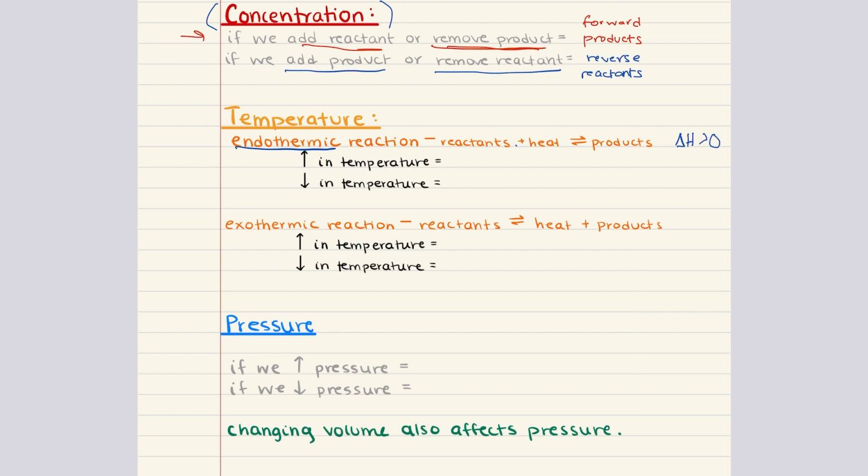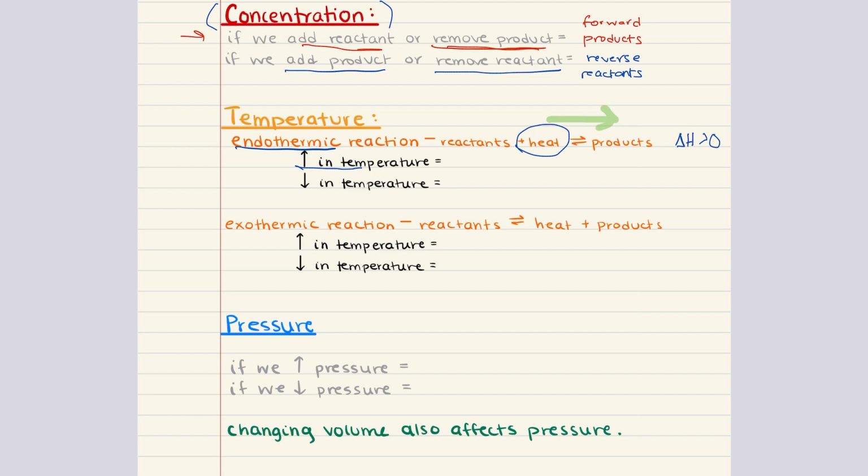And heat is thought of as a reactant. Heat can be considered a reactant in endothermic reactions because heat is absorbed in these reactions. So keeping that in mind, what happens if we increase temperature in an endothermic reaction? If we increase temperature in an endothermic reaction, we're adding heat, which shifts the equilibrium to the right, favoring the formation of products.